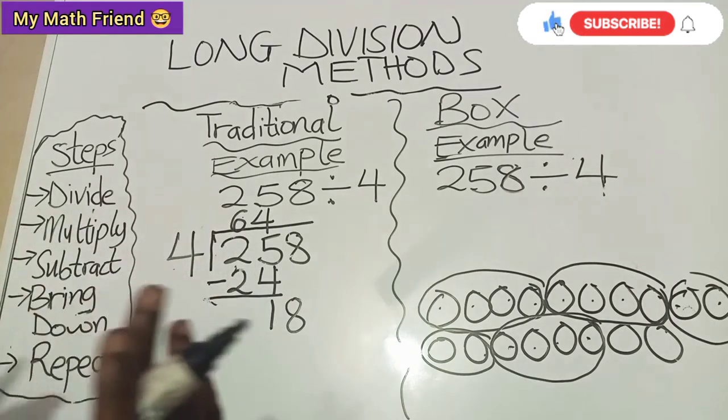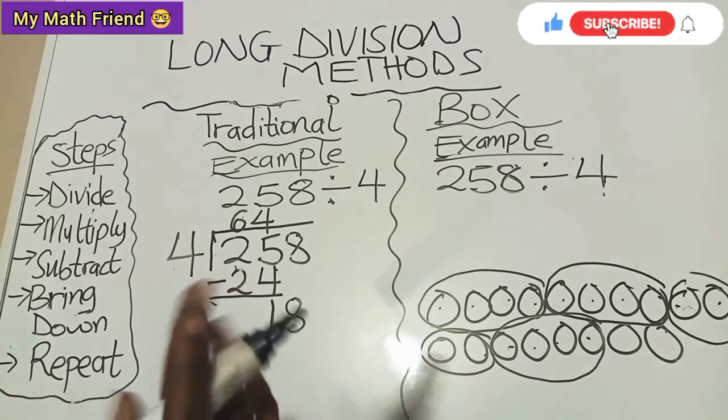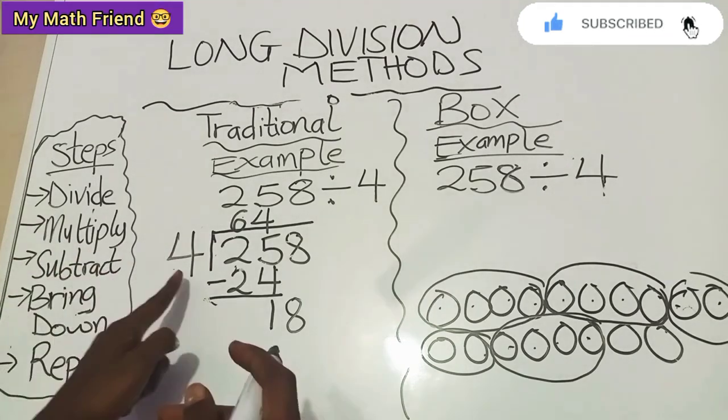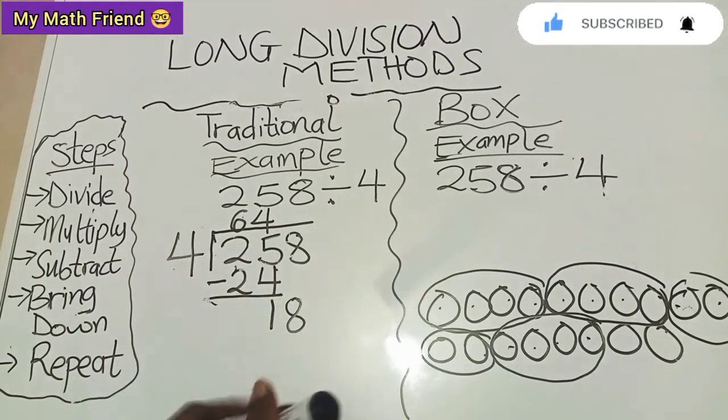Then you just did division over here. That's what I just demonstrated. I hope you got that very well. So then second step, you multiply. 4 times 4 gives you what?